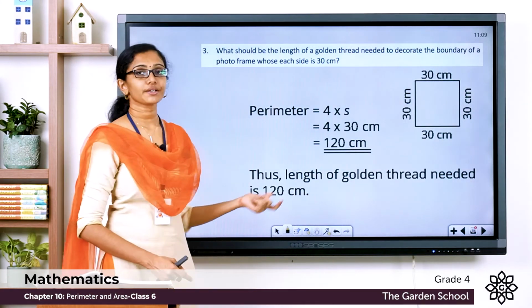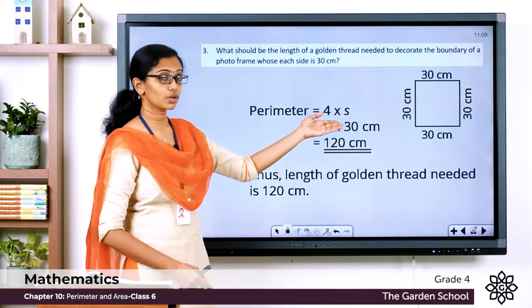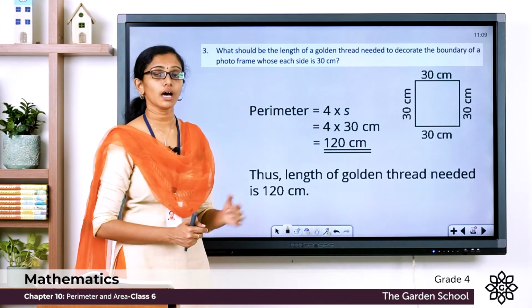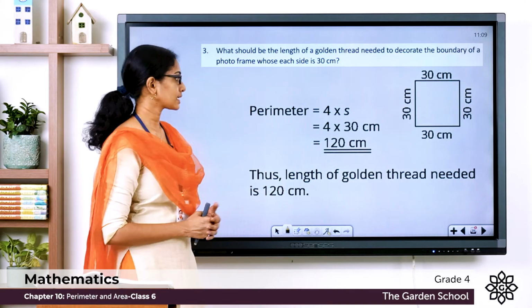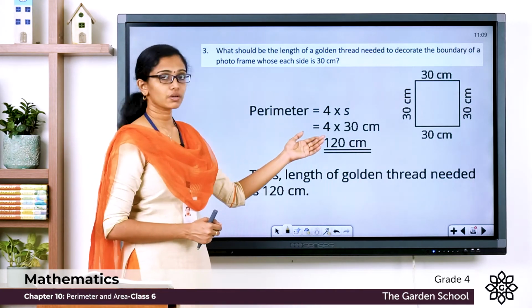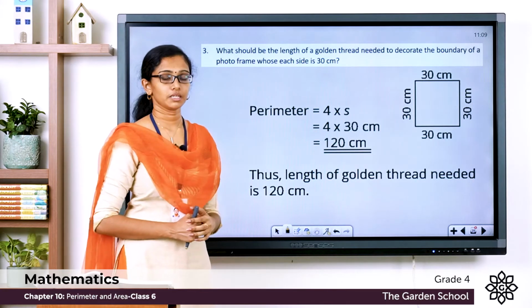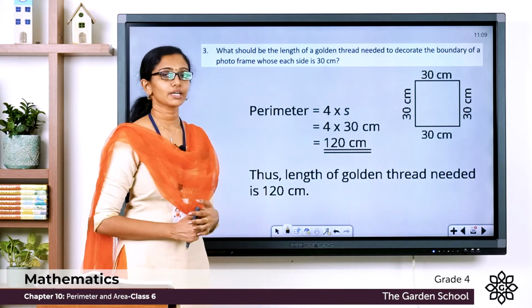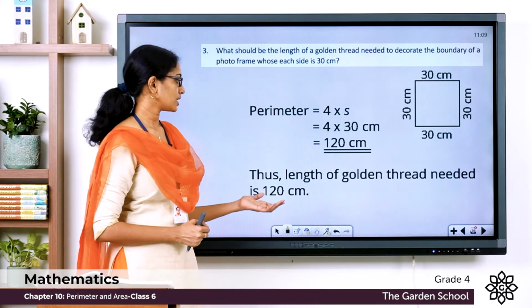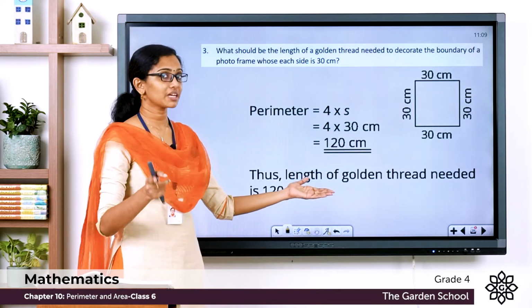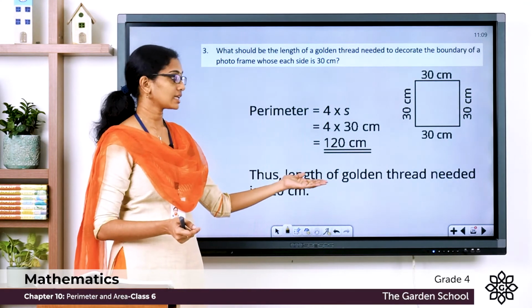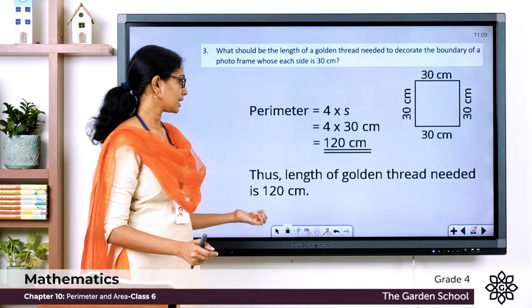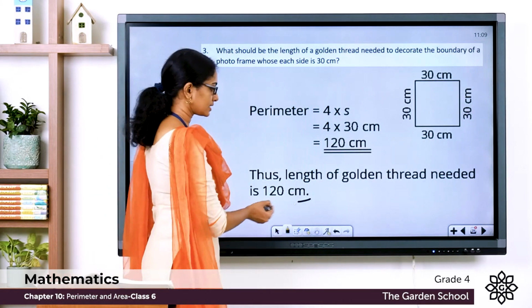The perimeter is equal to 4 times the side, or 4 into s. Make sure you're writing the formula when you're working out examples like this. So, 4 into s is equal to 4 into 30 centimeter, which is equal to 120 centimeter. So, the length of the golden thread is the perimeter of the frame, and hence the length of the golden thread needed is 120 centimeter.